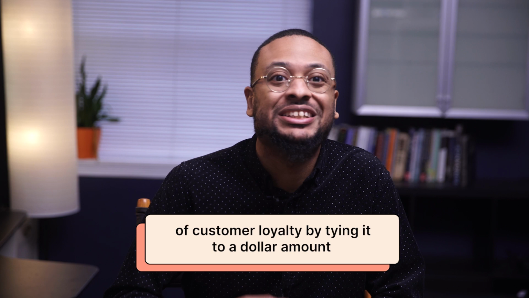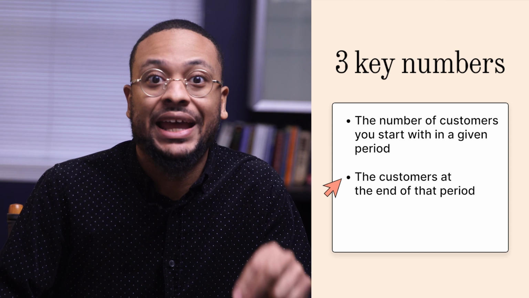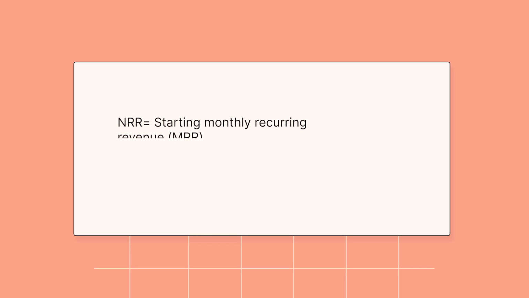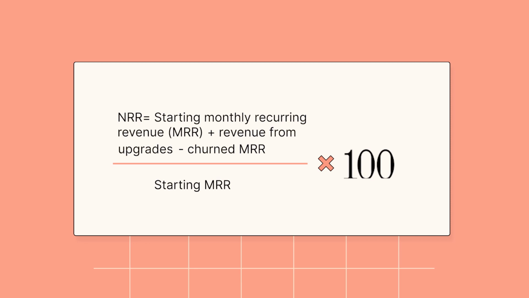To calculate your NRR rate, you need to look at three key numbers: the number of customers you start with in a given period, the customers at the end of that period, and the new customers acquired in that period. Here's the formula. Note that the result will be expressed in a percentage. NRR equals starting monthly recurring revenue, MRR, plus revenue from upgrades, loss from churn customers, divided by starting MRR times 100. Okay, that seemed a little complicated, so let's try an example.